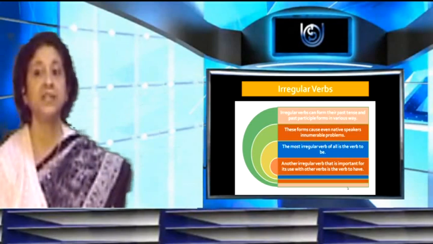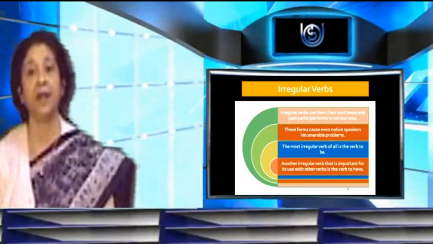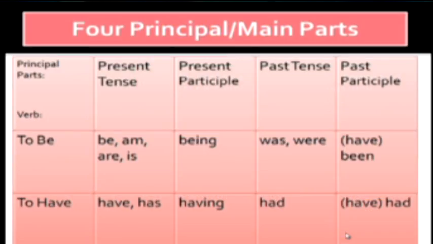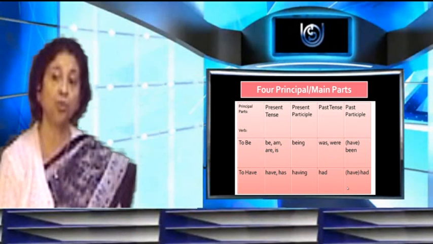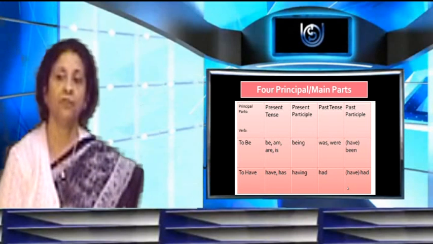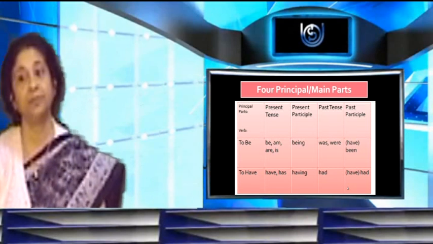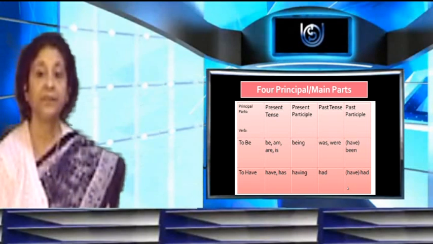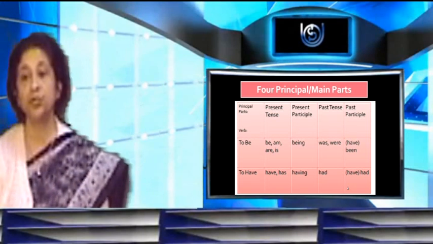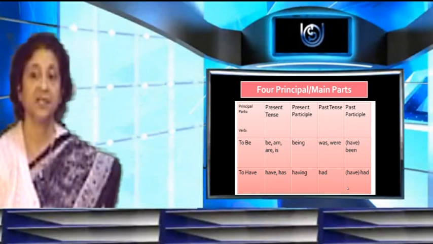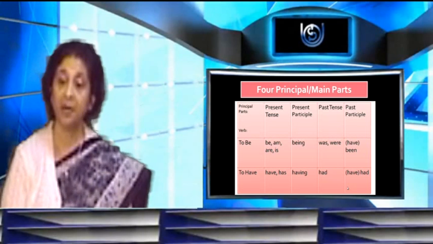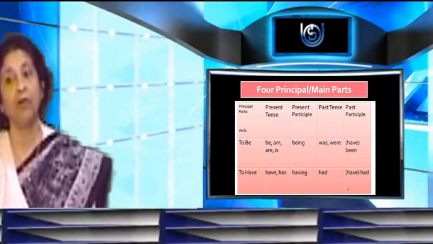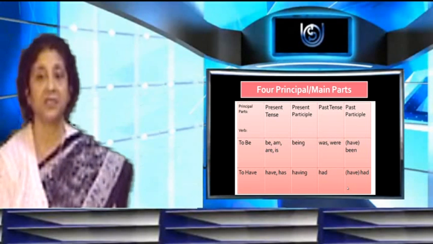Another irregular verb that is important for its use with other verbs is the verb to have. Now just see this chart. You'll be able to understand. To be, the present tense is be, am, are, is. Present participle is being. And past tense is totally different. Just see. Was, were. And past participle have been. Then next, to have, has. Present participle having. Past tense had, and have or had is the past participle.